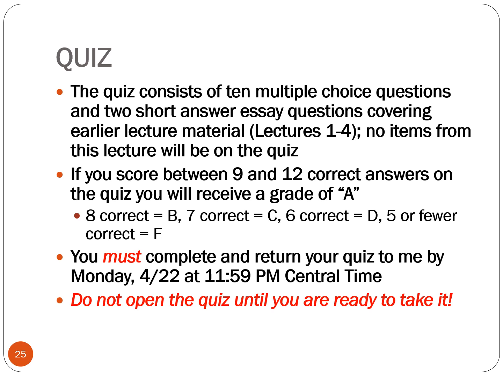If you score between 9 and 12 correct answers on the quiz, you will receive a grade of A. 8 correct is a B, 7 correct is C, 6 correct is a D, and 5 or fewer is a failing grade. You must complete and return your quiz to me by Monday, April 22nd at 11:59 p.m. Central Time. Do not open the quiz until you are ready to take it.